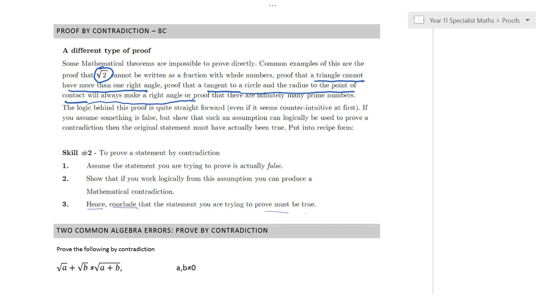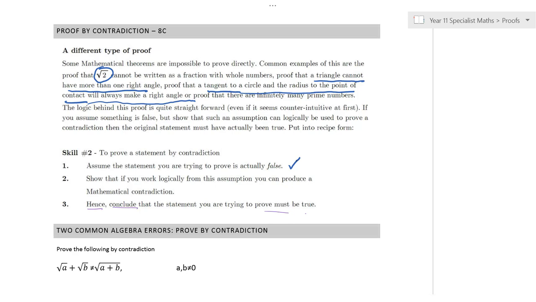And the premise for the proof by contradiction is this. To prove a statement by contradiction, what we have to do is assume the statement that you are trying to prove is actually false. So we assume that it's false.